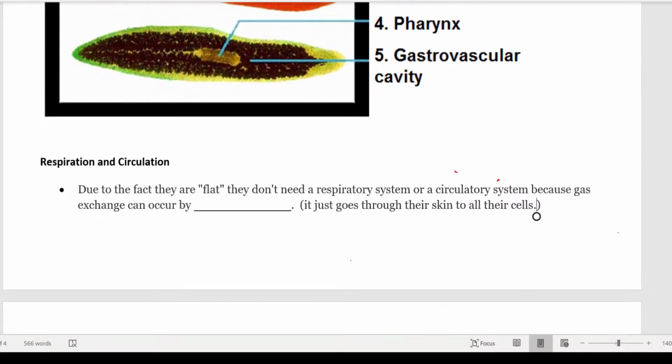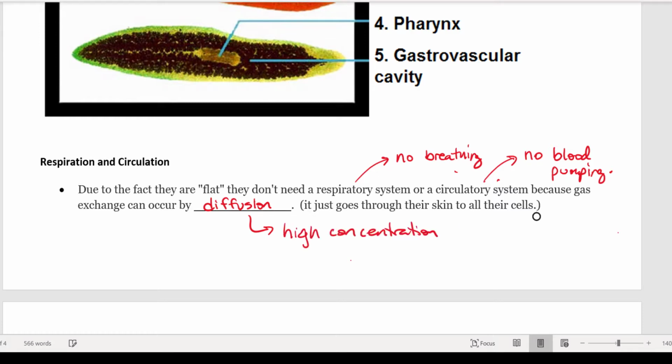Now, respiration and circulation is quite important. Due to the fact that they are flat, they don't need a respiratory system, so they don't actually breathe. So no breathing. And they don't have a circulatory system. That means there's no blood pumping. Now, this is because they do gas exchange and they do distribution of nutrients by diffusion. And diffusion, remember, that is movement of molecules from one place to another, but it always goes from a high concentration to an area of low concentration.